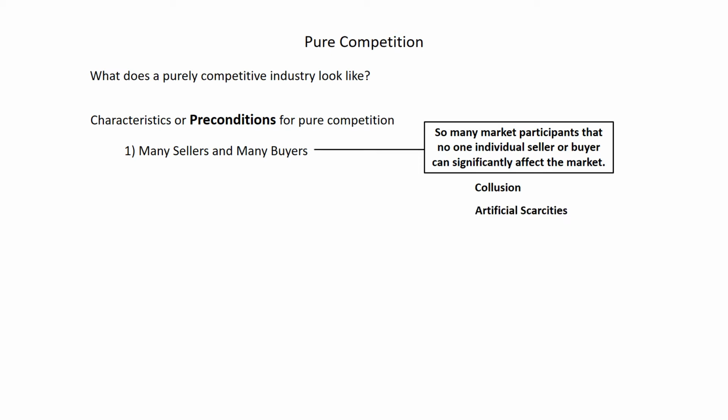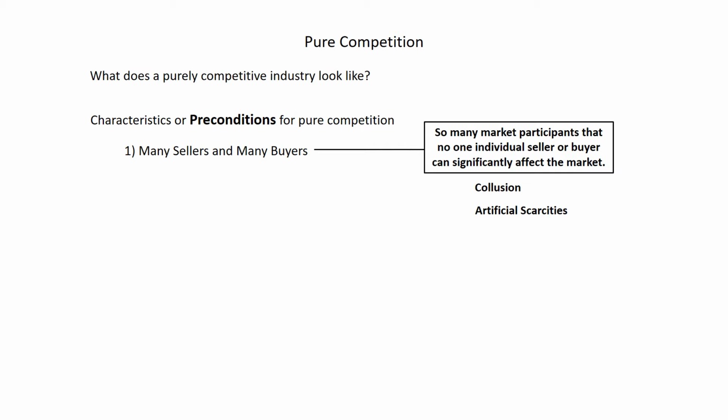A second potential problem that might arise if there were only a few sellers in the industry would be the creation of an artificial scarcity. In the case where there are so many sellers that the market cannot be affected by the actions of any one participant, as this first precondition requires, it would be impossible for one firm to control the market supply. Even if one of these many firms decided to produce 0 units of output, it would have virtually no impact on the market supply.